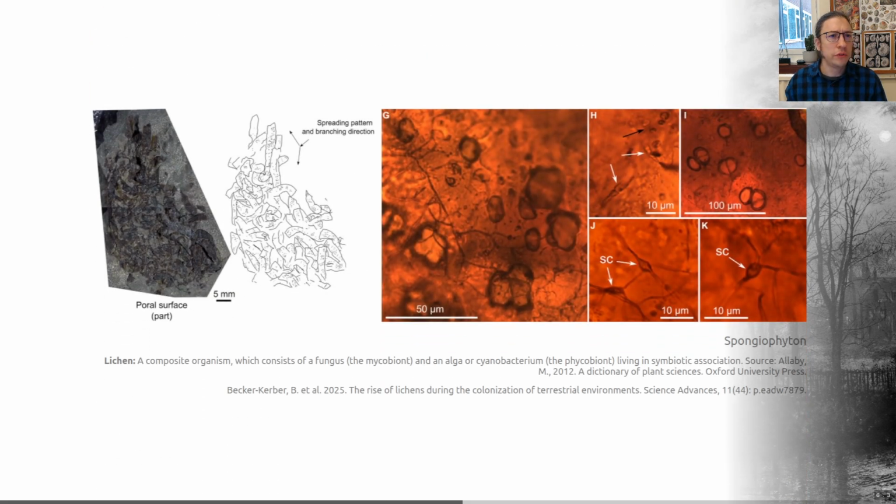But I also wanted to highlight lichen at this point. So lichen are also really important. Somewhere between 6 to 8% of the land surface of Earth is covered by lichen.